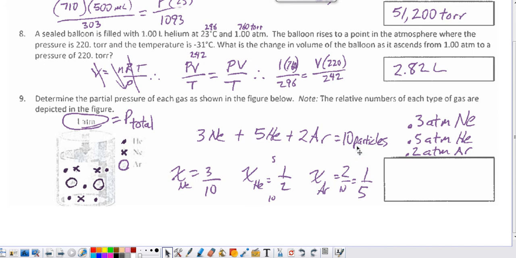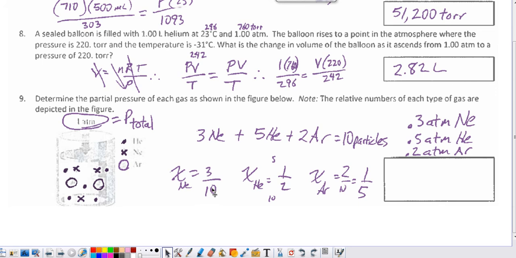Sounds like a good time to do mole fraction. Of the neon, the mole fraction for neon, there's 3 neon particles for every 10 particles. For helium, there's 5 for 10, or 1/2. For argon, there's 2 for 10, or 1/5. Mole fraction is really just a ratio of the particles or a ratio of the moles, but it's also a ratio of the pressures. So now that I know the ratio of moles, I also know the ratio of the pressures.